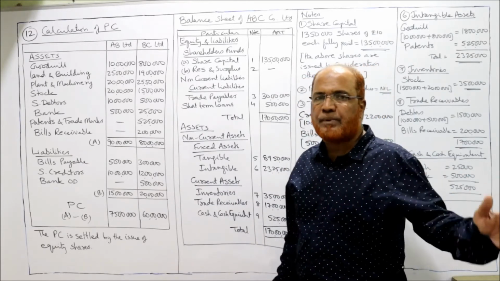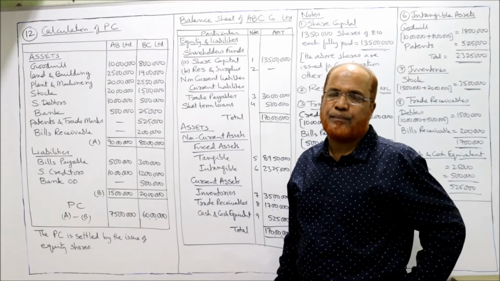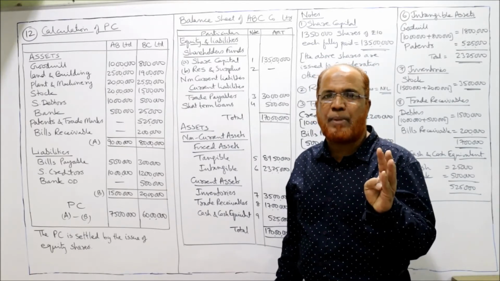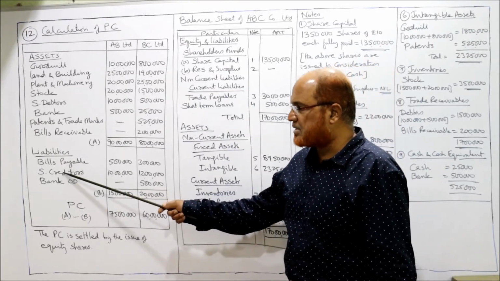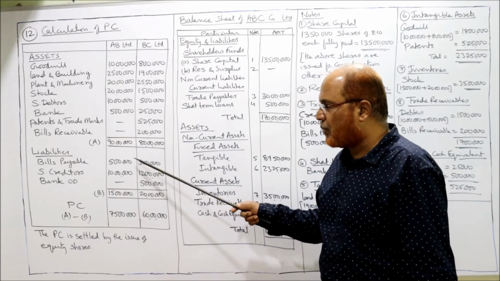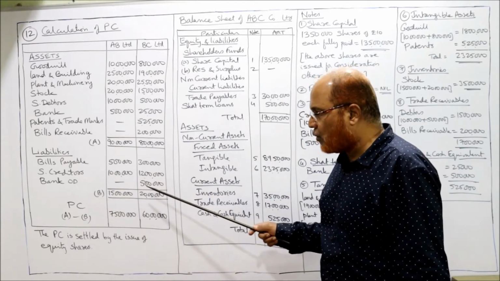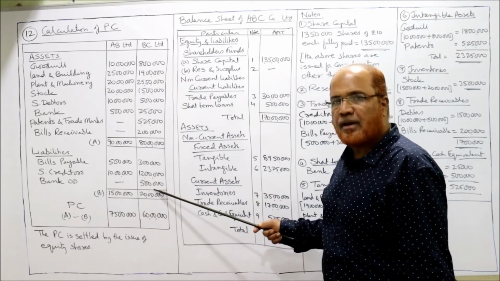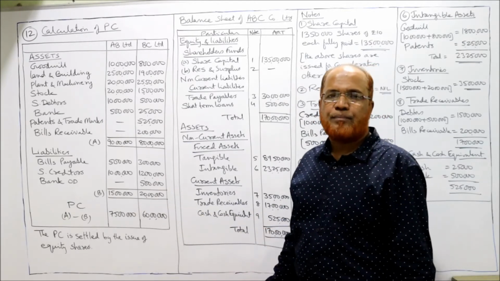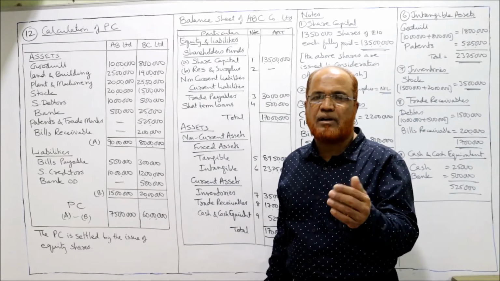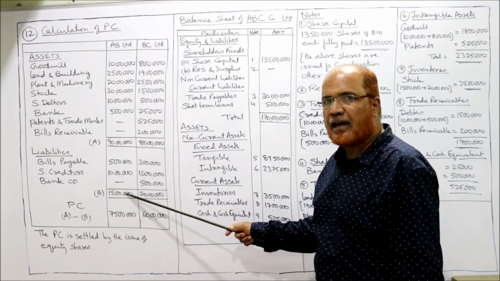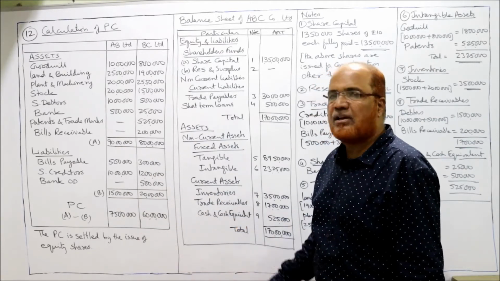From this, we subtract the outside liabilities. The outside liabilities are three: bills payable, sundry creditors and bank overdraft. Bills payable and sundry creditors are there for both the companies, but bank OD is given only for BC Limited. The total of the liabilities is 15 lakh and 20 lakh. Now subtract. Assets minus outside liabilities will give the PC. Assets are 90 lakh, outside liabilities 15 lakh. So 90 minus 15, 75 lakh.